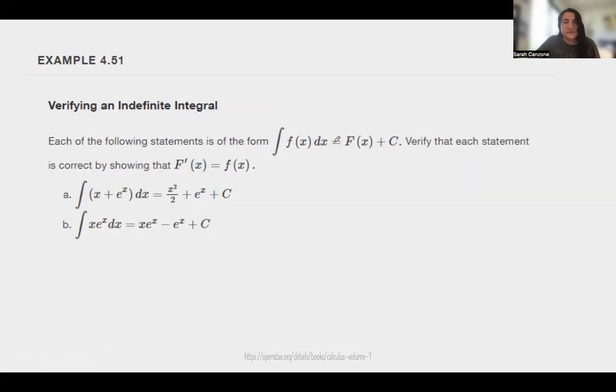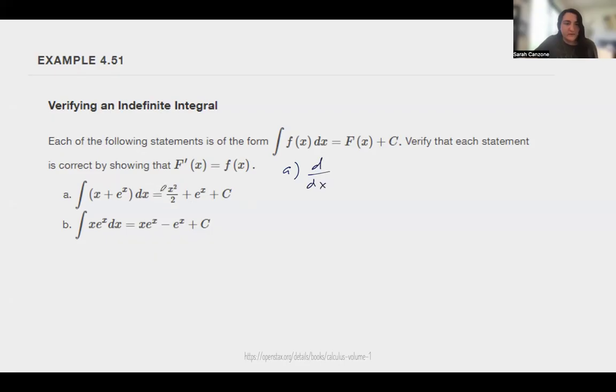All right. For each of the following statements of the form integral of f of x dx equals capital F plus c, verify that the statement is correct by showing the derivative of capital F is equal to just the regular function. All right. Let's take a look at A. So what we're doing is we want to leave the regular function, our integrand f of x, and we want to take the derivative of the capital F of x, which is going to be your right-hand side.